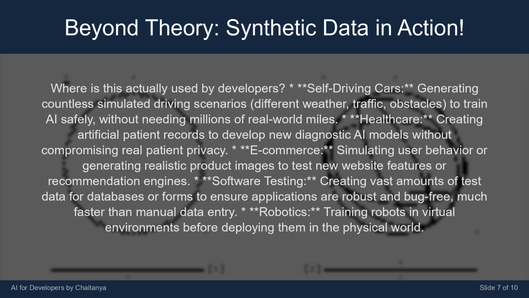Healthcare: creating artificial patient records to develop new diagnostic AI models without compromising real patient privacy. E-commerce: simulating user behavior or generating realistic product images to test new website features or recommendation engines. Software testing: creating vast amounts of test data for databases or forms to ensure applications are robust and bug-free, much faster than manual data entry. Robotics: training robots in virtual environments before deploying them in the physical world.